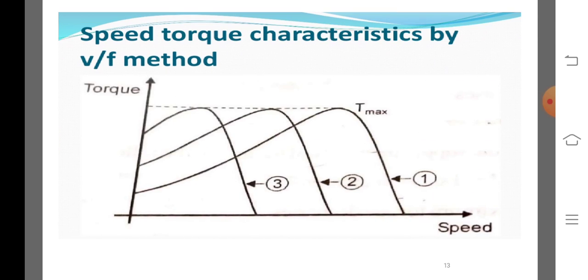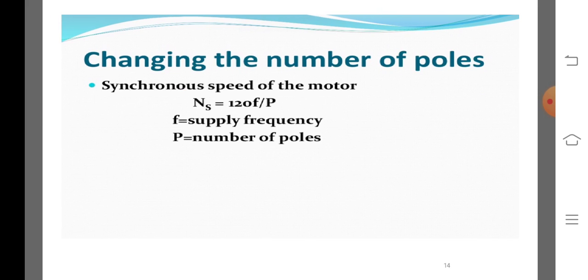Next is speed characteristics by V by F, that means voltage by frequency method. In the graphical representation of this method, as I already said, there is an increase in the load speed. One is increase in the load speed. Second is a decrease in the maximum torque. Third is decrease in the starting torque. Next, changing the number of poles.